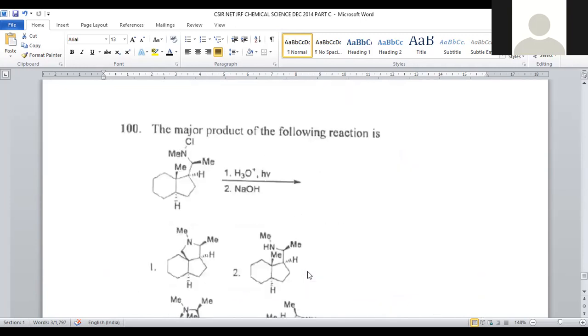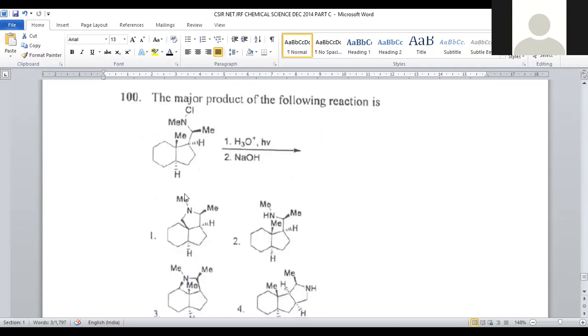Let us move on to the last question of the series. It is a part of organic chemistry. The major product of the following reaction is, we are taking cyclohexane condensed with cyclopentane, a bicyclic ring system, and its terminal centers have one methyl substitution, and here we have one amine functional group. So this is a kind of system.